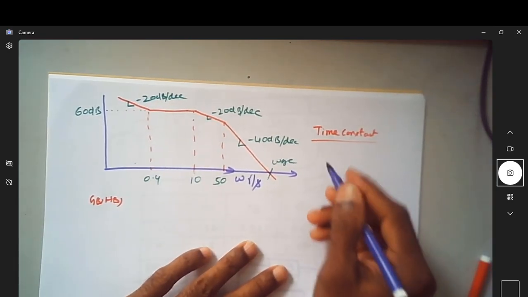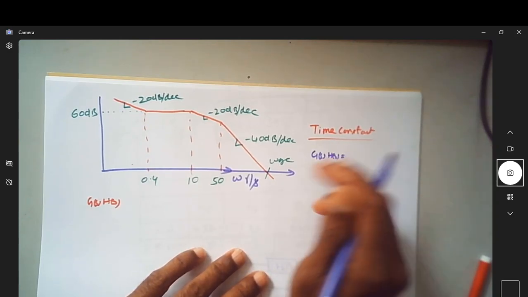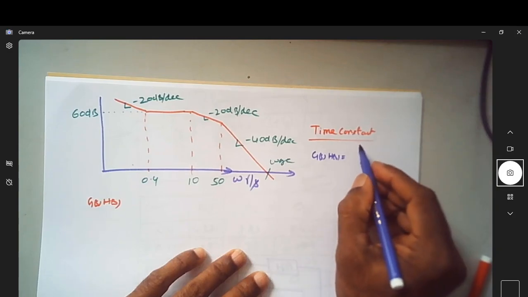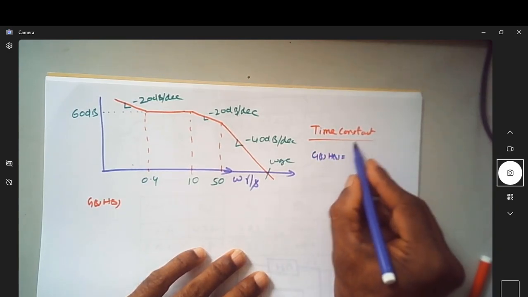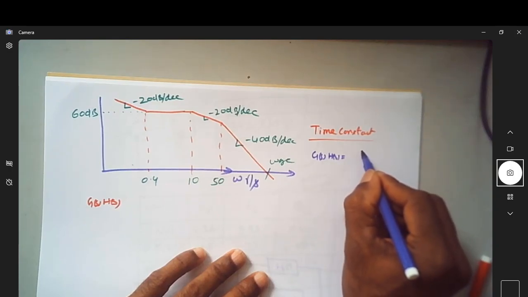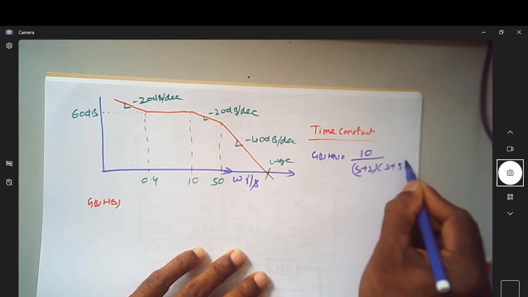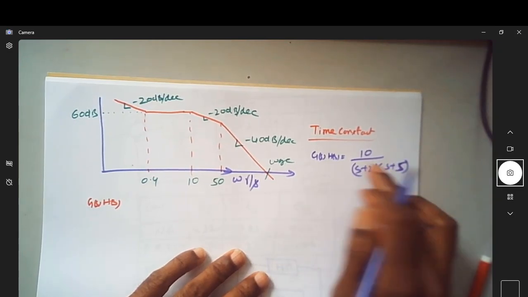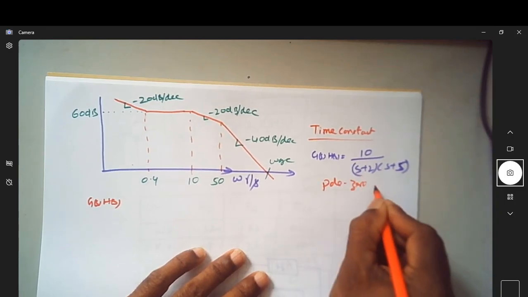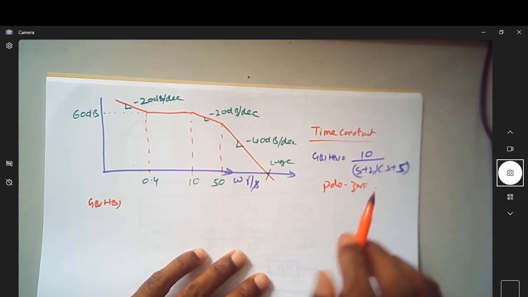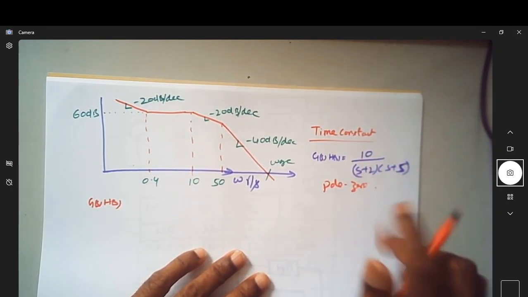Of course, we know that we can represent G(s)H(s), that is the transfer function, in two different forms. Let me just talk about if the transfer function is represented in the form of something like 10 by (s plus 2)(s plus 5). Then we will call this the pole zero form representation of a given transfer function. Then how do we find the time constant form representation of the same transfer function?